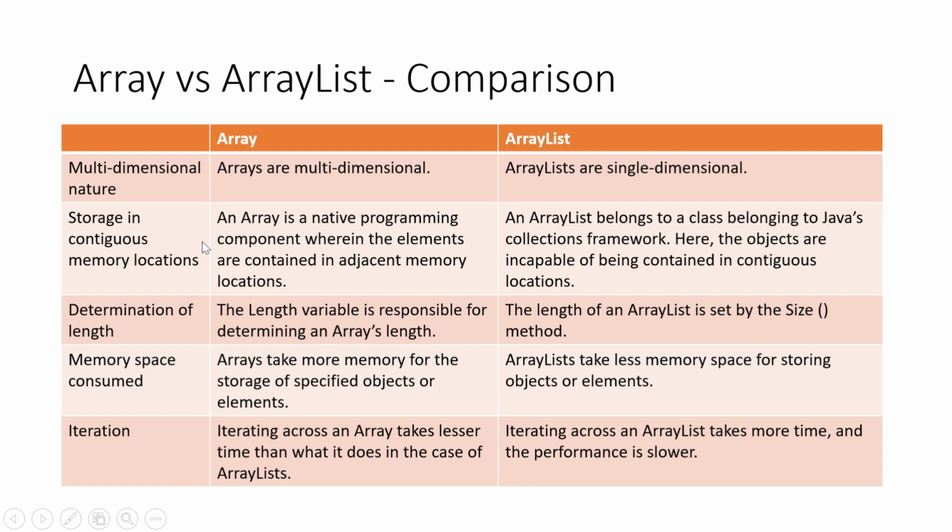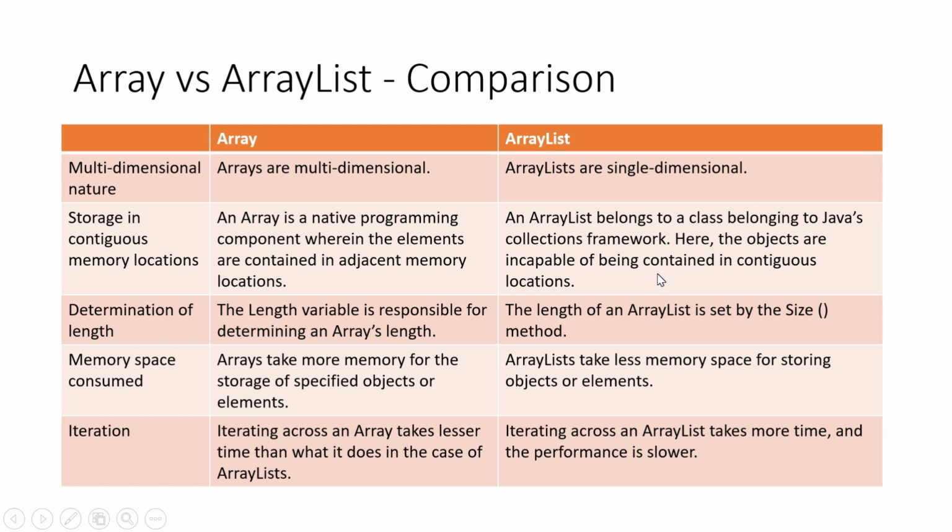For storage in contiguous memory locations, an array is a native programming component wherein the elements are contained in adjacent memory locations, so it is stored in a contiguous location. But array list belongs to a class in the Java collection framework, as the objects are incapable of being contained in a contiguous location.